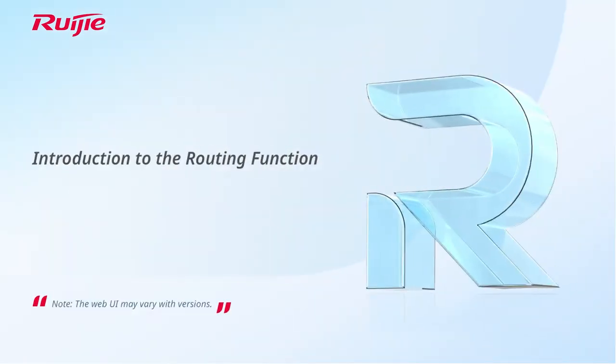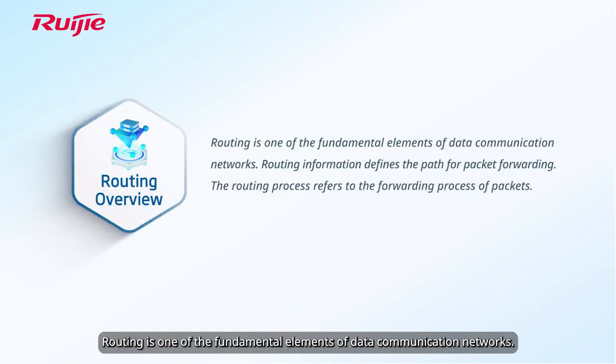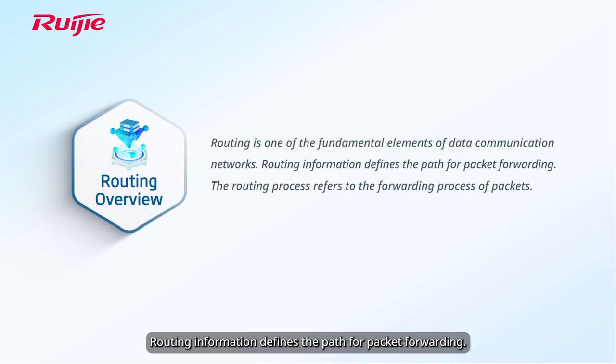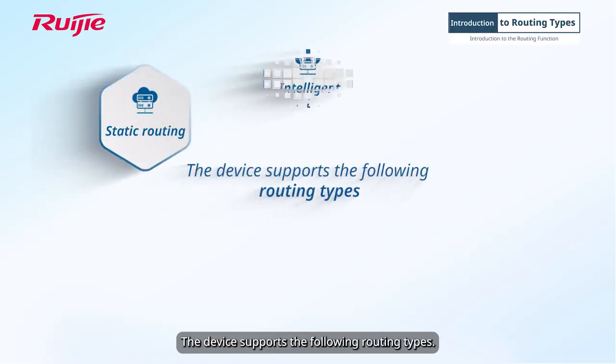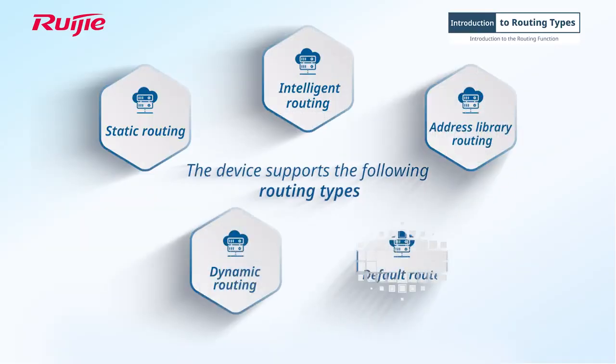This video introduces routing types and principles supported by the device. Routing is one of the fundamental elements of data communication networks. Routing information defines the path for packet forwarding. The routing process refers to the forwarding process of packets. The device supports the following routing types.